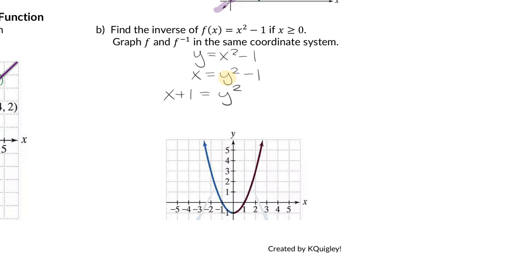And then do what? Square root. Ooh, square roots. What do we have to put in front of square roots? Plus and minus. Okay, cool. So plus and minus square root of x plus 1 equal to y.